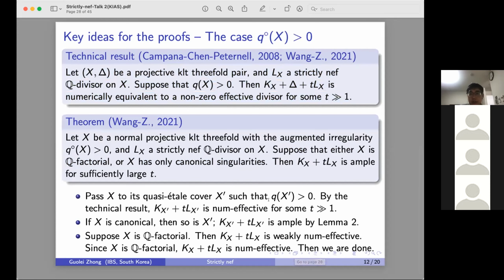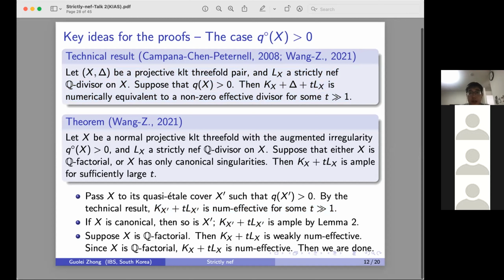So I will give a short proof here. You can see we pass this X to the quasi-étale cover X prime, such that this q of X prime is positive, because according to the definition. And by this technical result, we can show that Kx prime plus TLX prime is numerically effective for some sufficiently large T. And if X is canonical, then so is X prime by a result in the Kollár-Mori book. Then in this case, by our previous lemma 2, for the non-Q-factorial case, we can show the Kx prime plus TLX prime is ample. So the downstairs is still ample because this is the finite pullback.